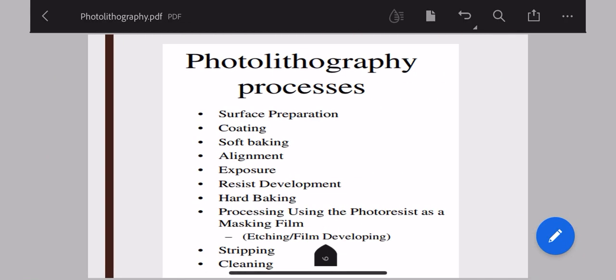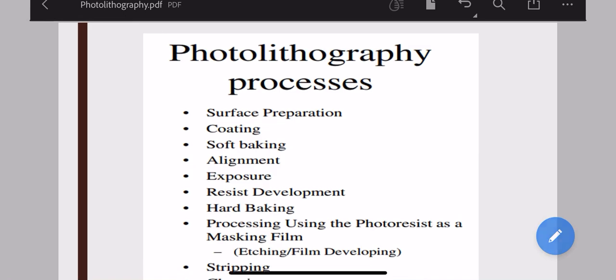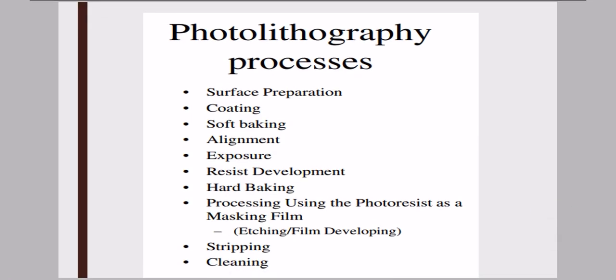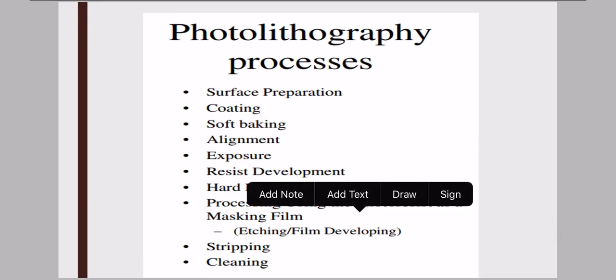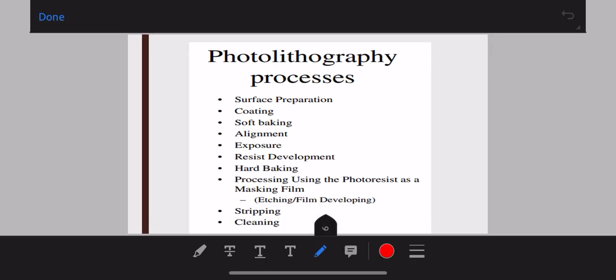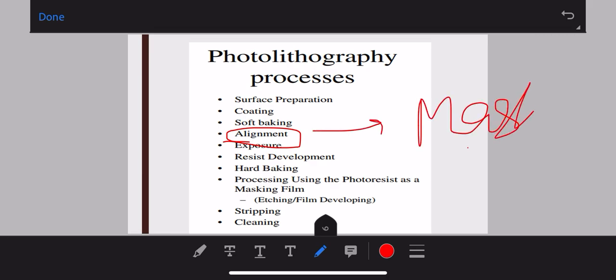We remove the extra resist here, and then finally deposit or grow a new layer on it. So next is the photolithography process. Like I told you in the previous graph, first we have to do the surface preparation, then we have to coat our photoresist on it, then we have to do the soft baking, then the alignment, which is basically with the mask.